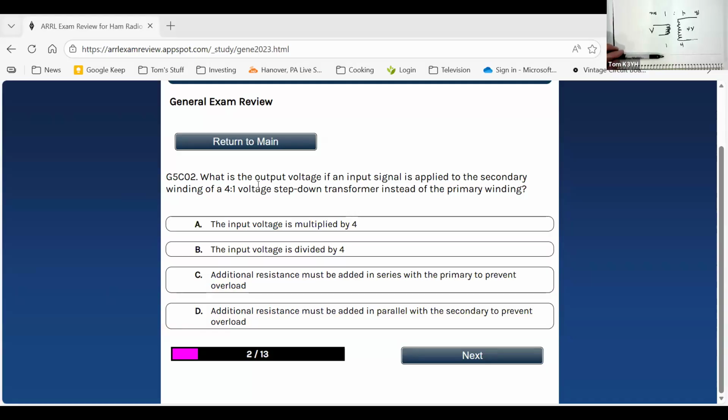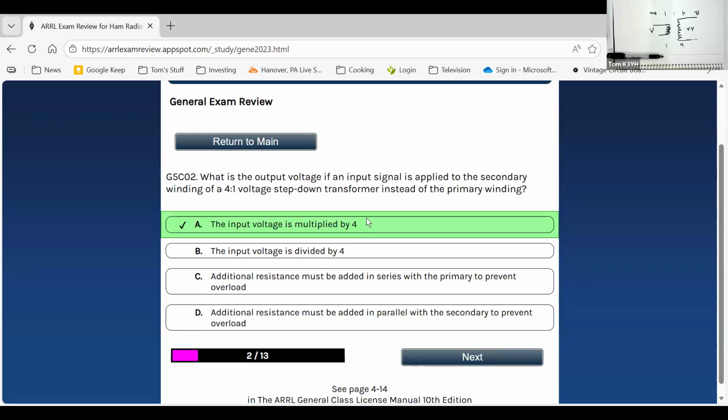All right. So it was a step down, but I reversed it. So I'm putting the voltage into the secondary. So therefore the input voltage is multiplied by 4. So if you get this question, read it really carefully and see, okay, they're just reversing it. So instead of being 4 times, I'm sorry, 1/4, because it's stepped down, it'll turn into 4 times because you've reversed it and you're making it step up.